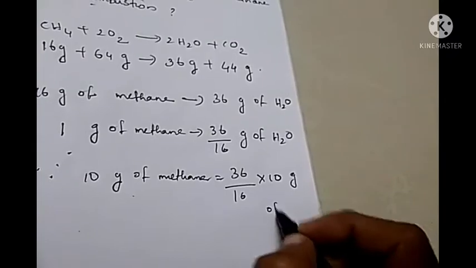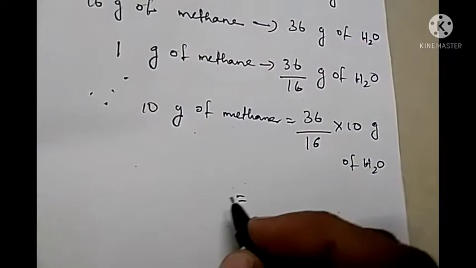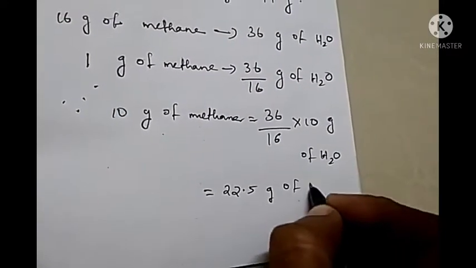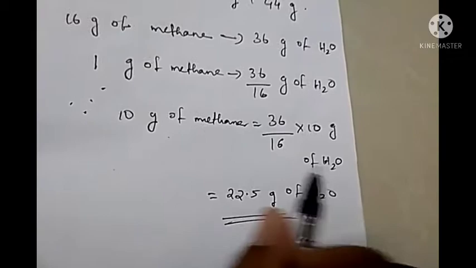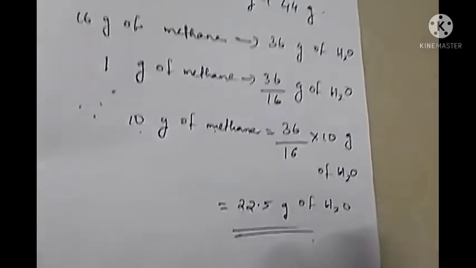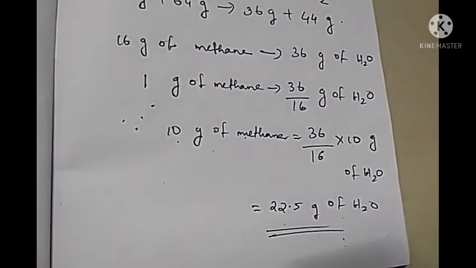Now, we can simplify this. And when we simplify, we will get the answer 22.5 gram of water. So we can understand that 10 gram of methane on combustion produces 22.5 gram of water. This is the required answer.